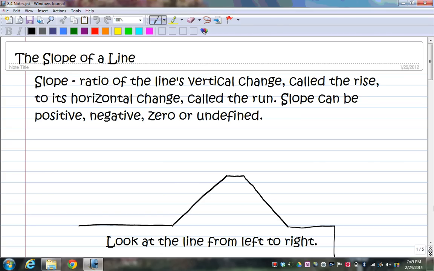Hello everybody! This video is going to cover slope of a line. Slope is the ratio of a line's vertical change, called the rise, to its horizontal change, called the run. Slope can be positive, negative, zero, or undefined. It's basically telling you how steep a line is.